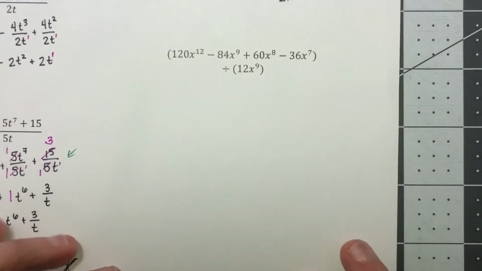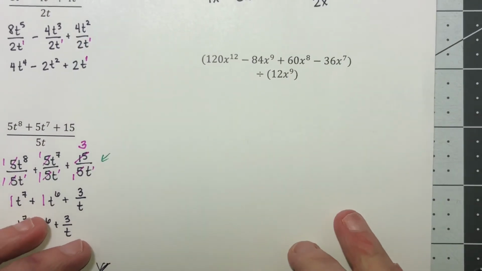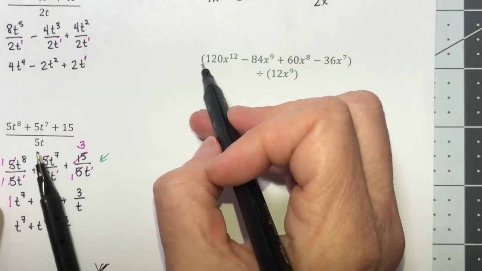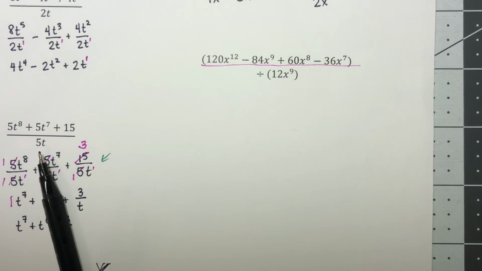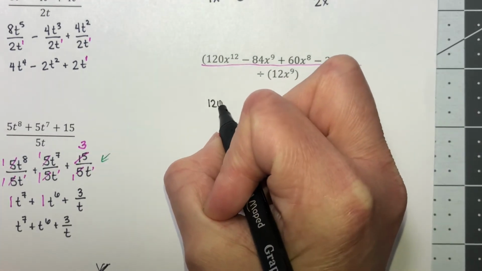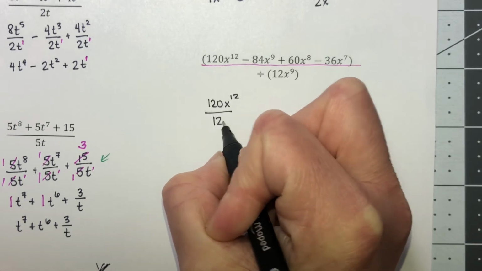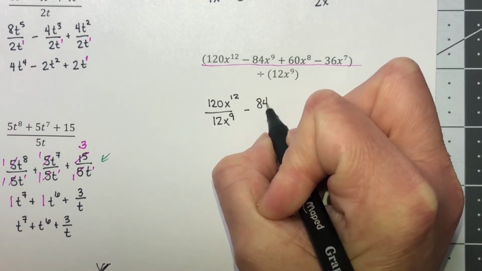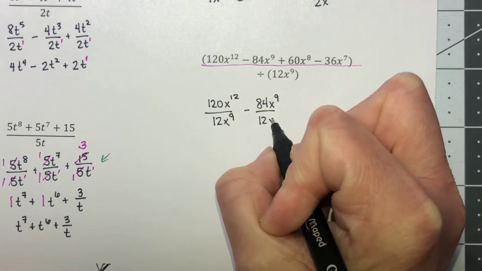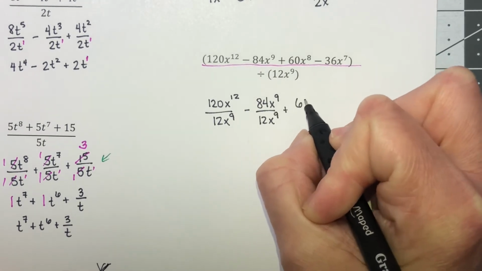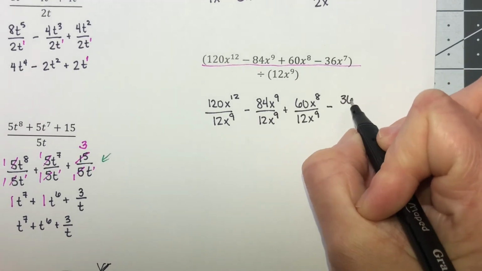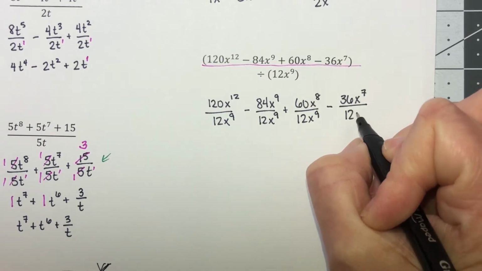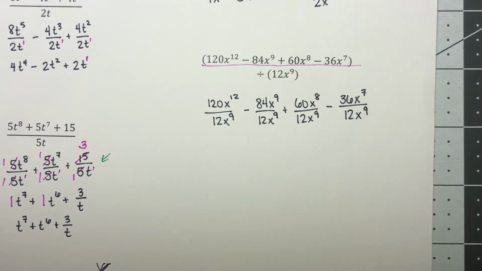Okay. Now let's go into our last problem. This one's written in a different format, but it is still just division. We could even imagine just drawing our fraction bar like this, and we would have the same problem. Okay, so I have 4 terms up here. I am going to do the division, split it up into fractions. I have 120x to the 12th over 12x to the 9th, minus 84x to the 9th over 12x to the 9th, plus 60x to the 8th over 12x to the 9th, minus 36x to the 7th over 12x to the 9th. Now let's reduce each of these.